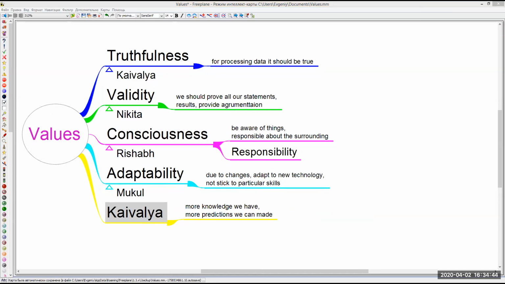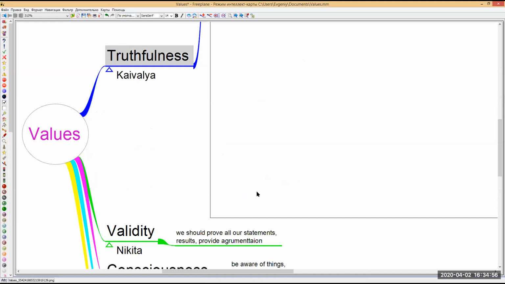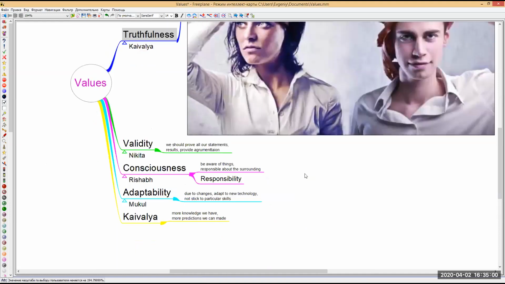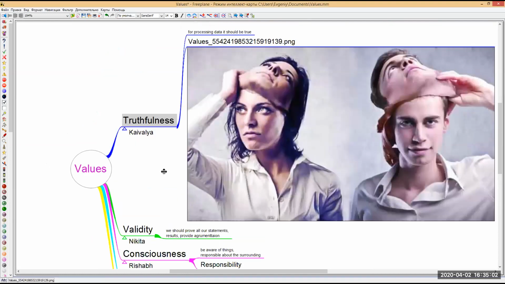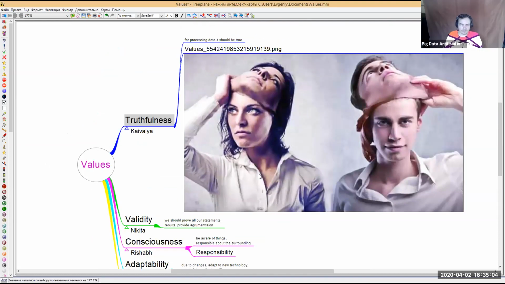Formlessness, like don't think inside a box. If we have data and we think only inside the box, then we can miss many things. So like formless. That is a picture for trustfulness, yeah? Is it?